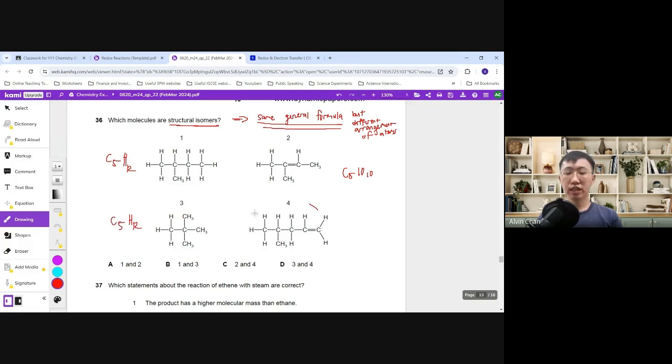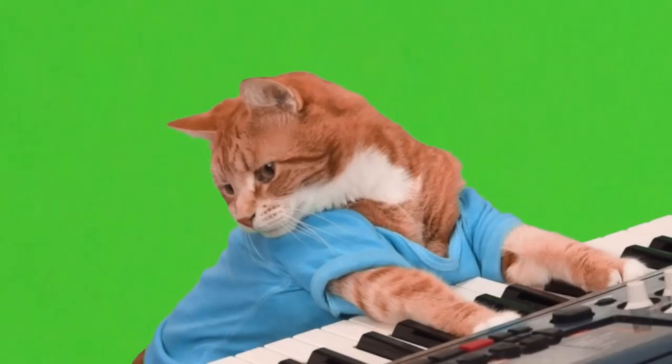Let's do the last one. Let's not be overconfident. Carbon: 1, 2, 3, 4, 5, 6. 6 carbon. Hydrogen: 1, 2, 3, 4, 5, 6, 7, 8, 9, 12. There you go. Answer is out. Can you guys see that? Do counting, they have the same formula, C5H12, number 1 and number 3. They have the same formula, and I will go for B. Very confident.